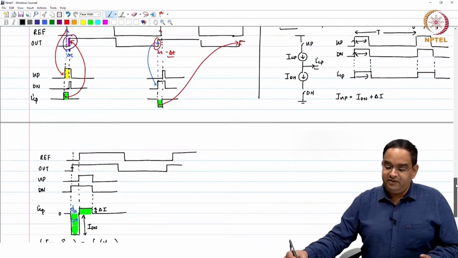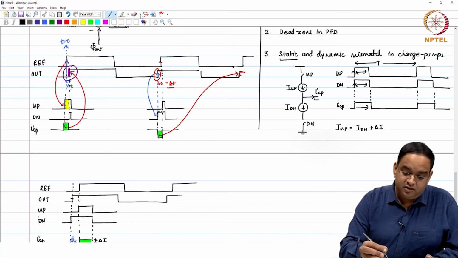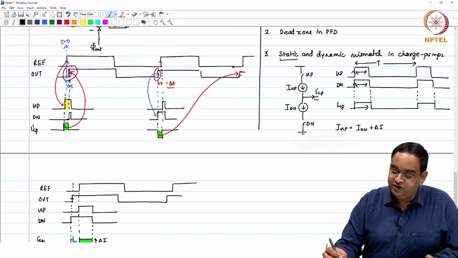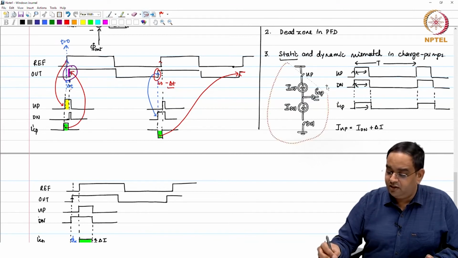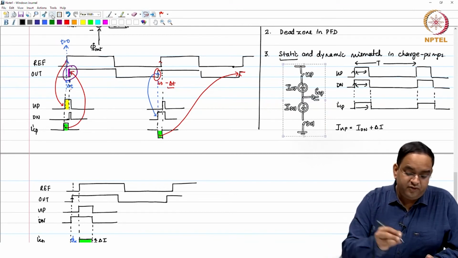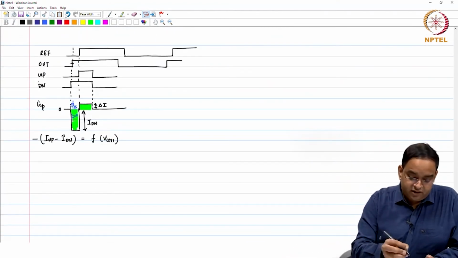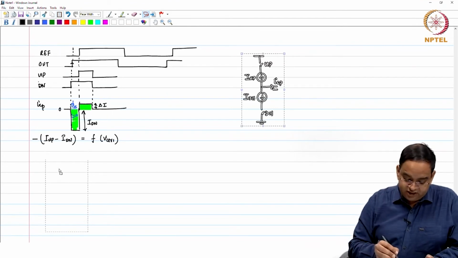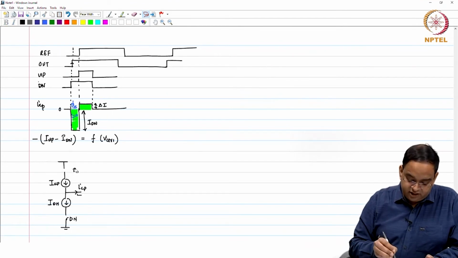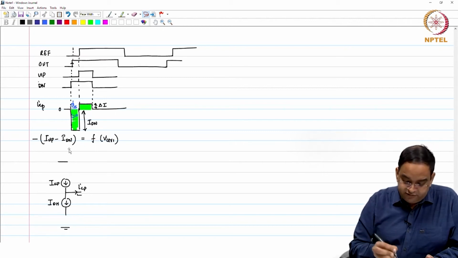Another nonlinearity which is associated with the charge pump is the response time of your up and down switches. So, here what we have assumed is these are ideal switches. As soon as we say that the switch is closed, the switch gets closed and current flows, but in practice it is a little different. And how is it different?